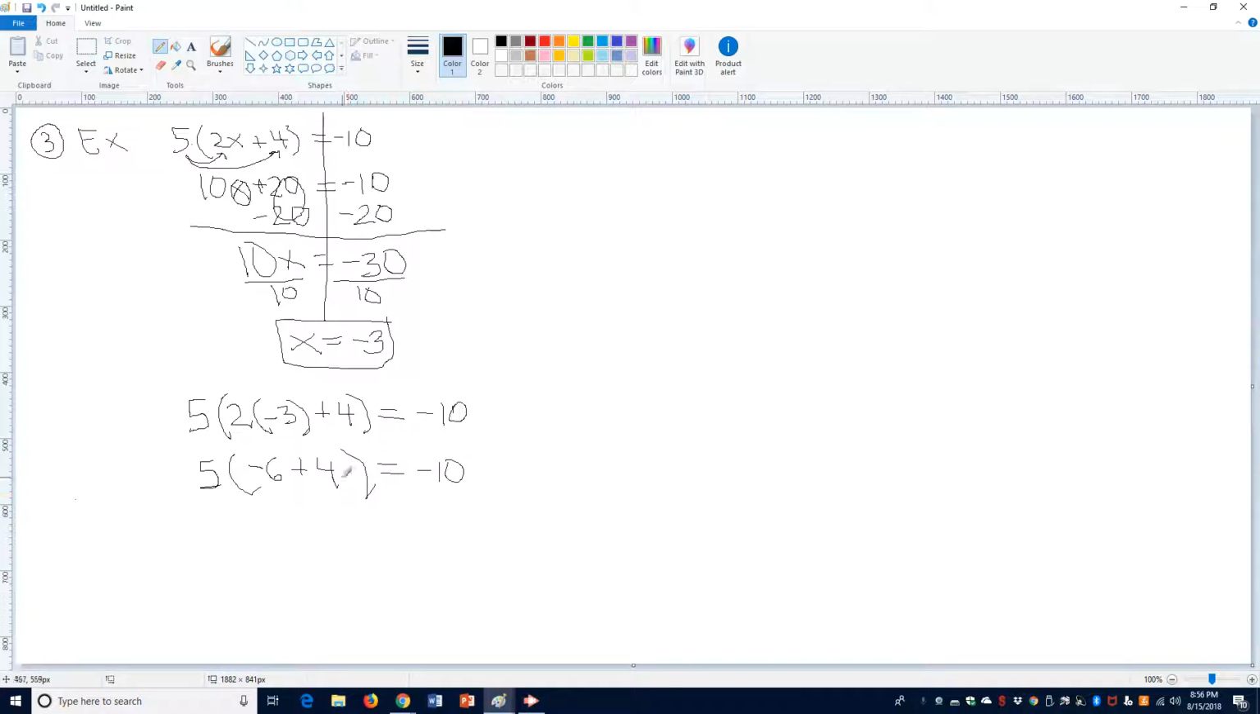Now we have to do what's in parentheses. Negative 6 plus 4 is negative 2. Bring down our parentheses around negative 2. We still have our 5. We haven't done anything with that yet. And so our final statement here, 5 times negative 2 equals negative 10. 5 times negative 2 is negative 10, so it works. So our answer is negative 3.